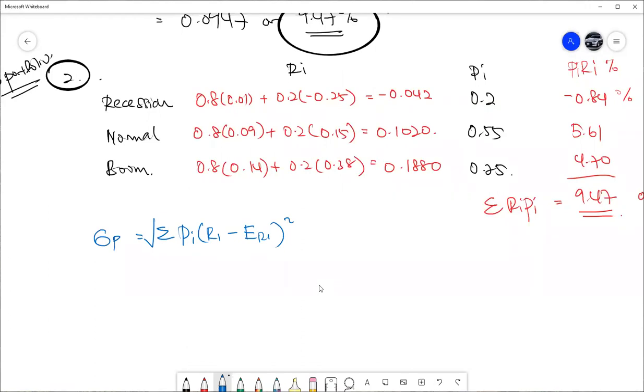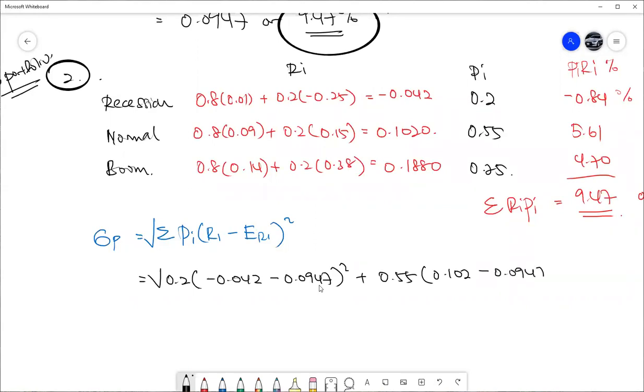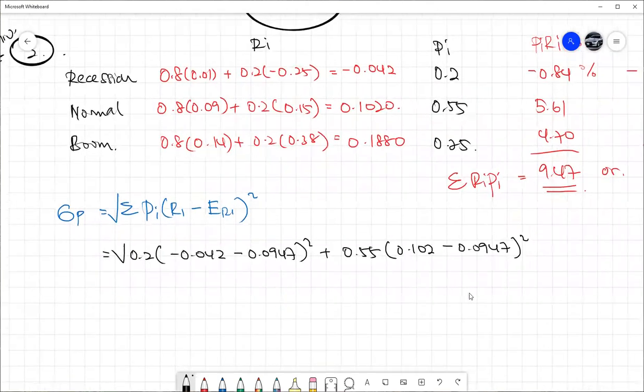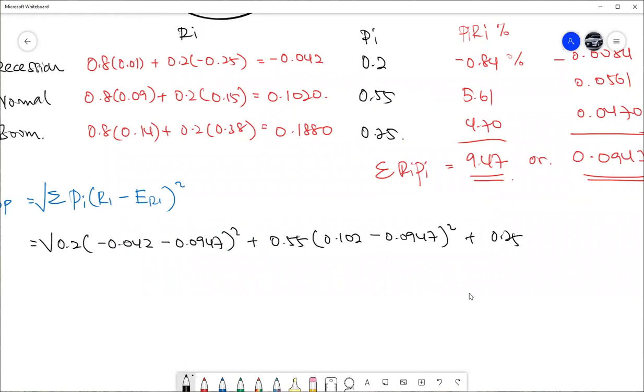Same thing, isn't it? Again, standard deviation is the same for portfolio or even for singular stocks. So let's calculate this. What is the standard deviation? Just take square root of the probability, which is 0.2. It's the same thing I told you, no changes. The portfolio return on recession is negative 0.042 minus the expected return of 0.0947 square, plus 0.55 times 0.102 minus 0.0947 square, plus 0.25 times 0.188 minus 0.0947 square, close bracket.